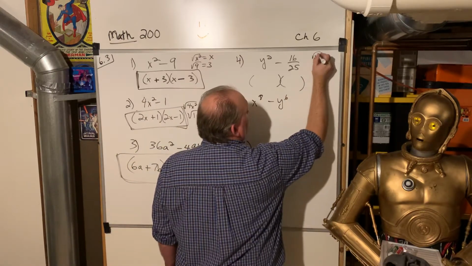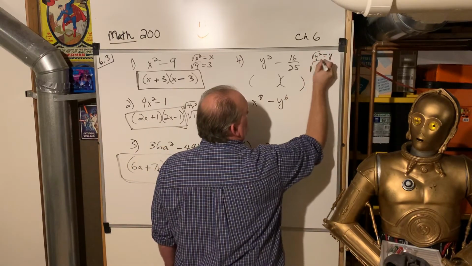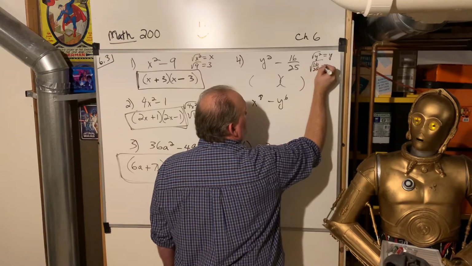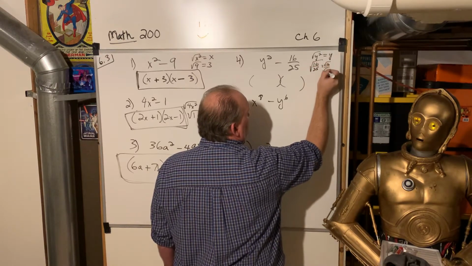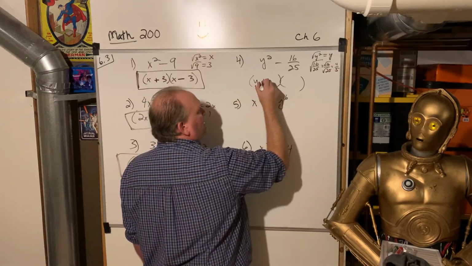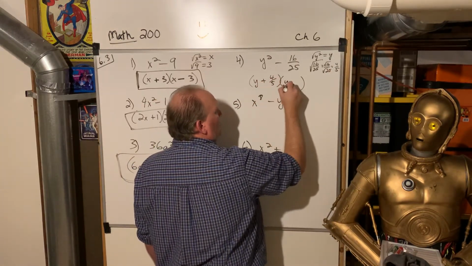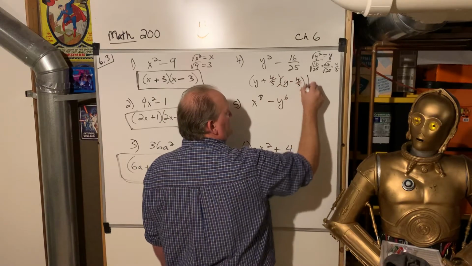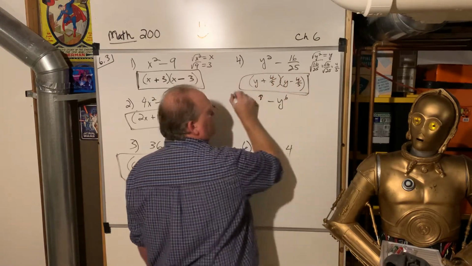All right? And again, you'll get good at it here. The square root of y squared is y. The square root of 16/25ths. Now remember, that's like the square root of 16 over the square root of 25, which is 4/5. So we got y plus 4/5, we got y minus 4/5. And that's our answer.